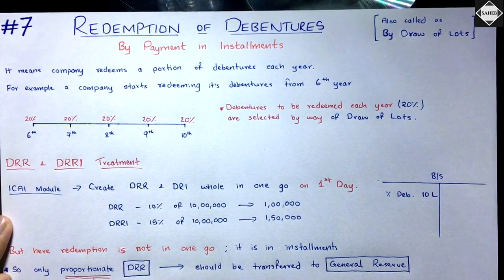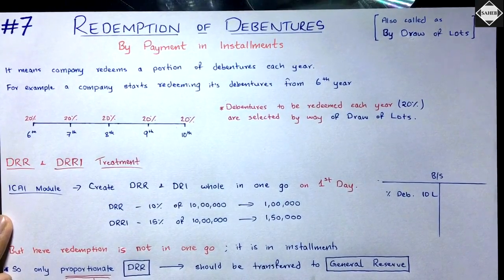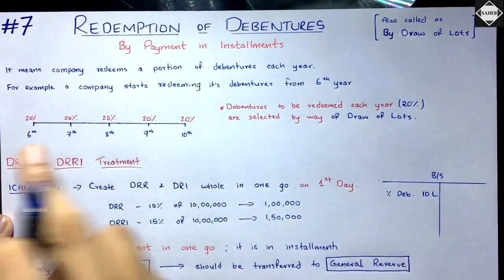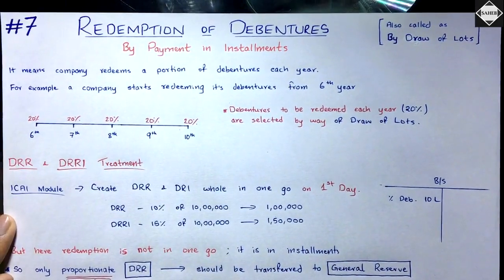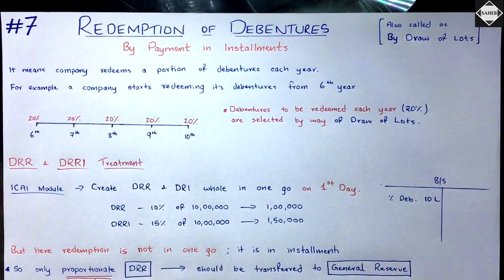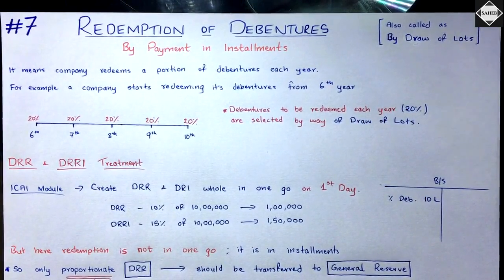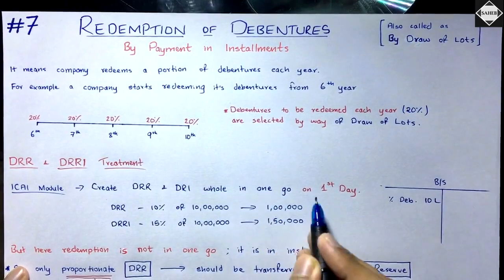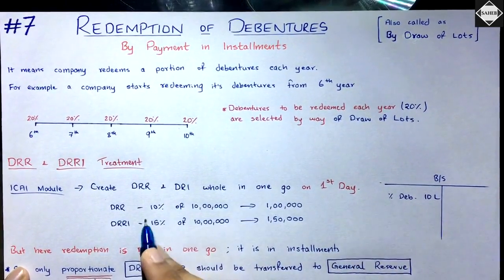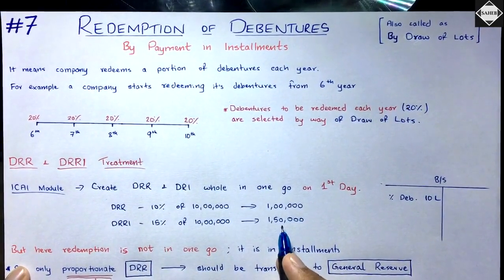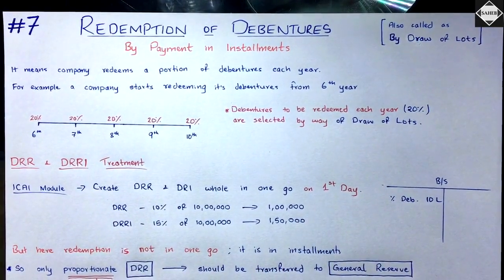So that's why our ICR module says create the DRR as well as the DRI, the whole amount, on the first day itself, so that it will be easy for you, all the students' answers will be uniform, and it will be easy for correction. Is that okay? So the recommendation is to create the DRR 10% and DRI 15%, whole in one go on the first day itself. 10 lakh into 10%, DRR 1 lakh; 10 lakh into 15%, DRI equal to 1,50,000. Is that clear to you? Did you understand till here?